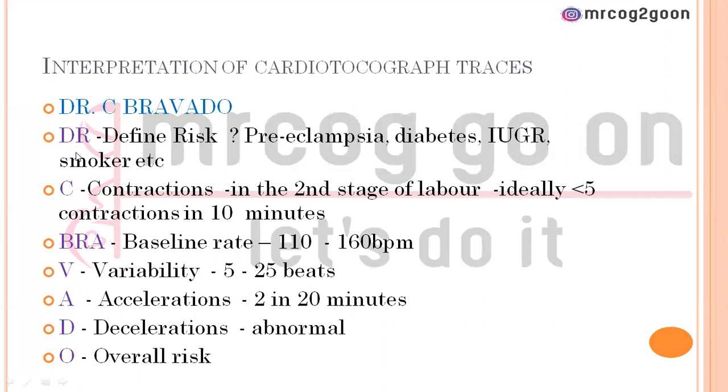Second is the contraction, then baseline rate. I am not telling the numbers now because I will explain everything later. V stands for variability, A for acceleration, D for deceleration, and the overall risk.